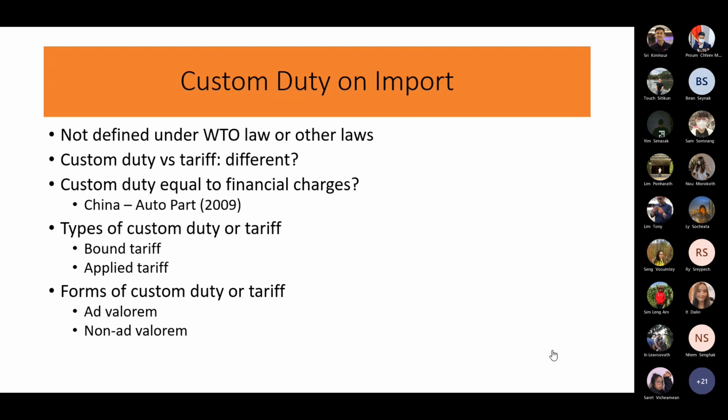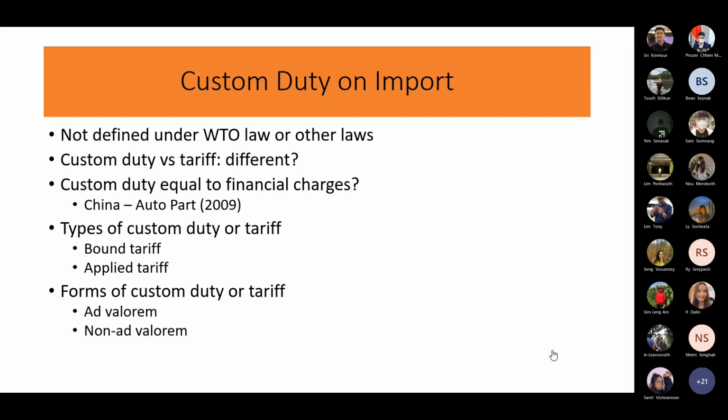It can be the charge that applies, for example, when you export into one country, that country's government has the right to apply some financial charge, for example, administrative charge, paper charge, testing charge. So they are financial charges. But are they equal to custom duty?